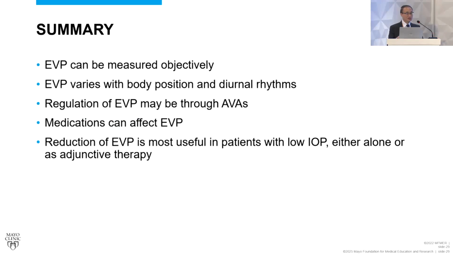So to summarize, EVP is important. It can be measured objectively. It varies with body position and diurnal rhythms. Its regulation seems to be through dilation as well as through the arteriovenous anastomoses. Medications can affect EVP, and we're getting more medications that can better affect EVP. And then reduction of EVP is most likely going to be useful in patients who have low IOP, and its use will either be as a standalone therapy or as adjunctive therapy.